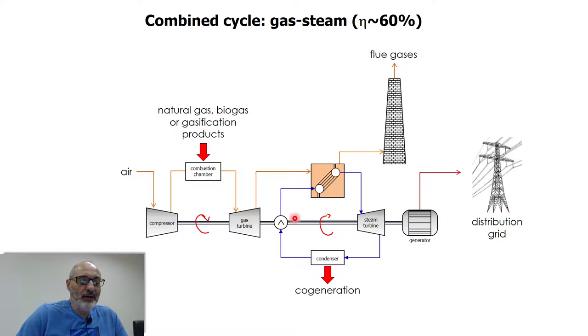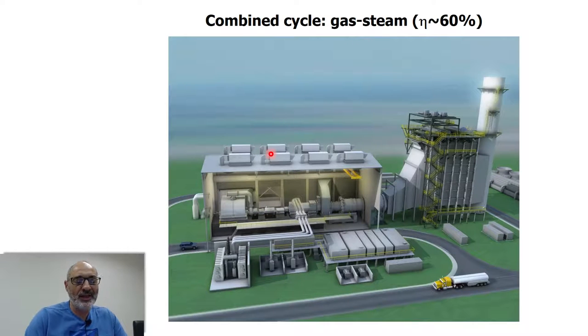So you have the pump consuming energy, you have the compressor, which also consumes energy. The net surplus here is used to drive a generator, which produces electricity, which you put in the grid in order to obtain your revenues. So this is a combined gas steam cycle. This is the diagram, and this is what it actually looks like.